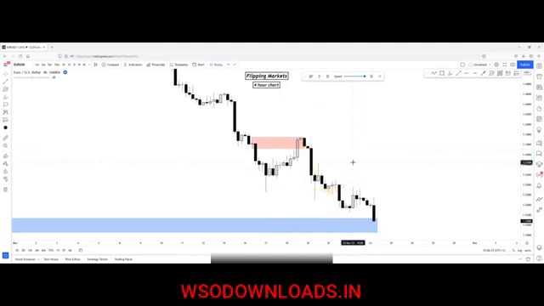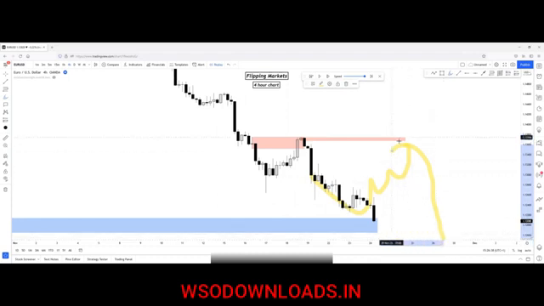So as you can see, inside of this supply zone, price created another supply zone, which is right here, because this supply zone caused the inefficient movement. So there's a gap between the wicks again, here and here also. So price has a really great chance to come and fill this inefficiency up before it continues the overall bearish direction.